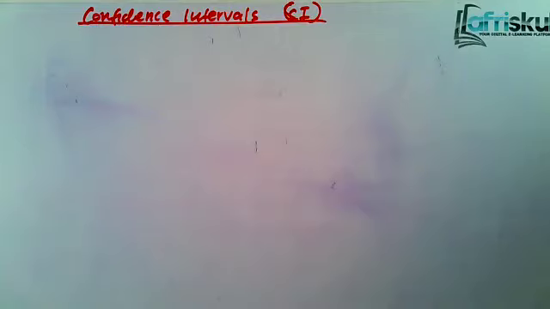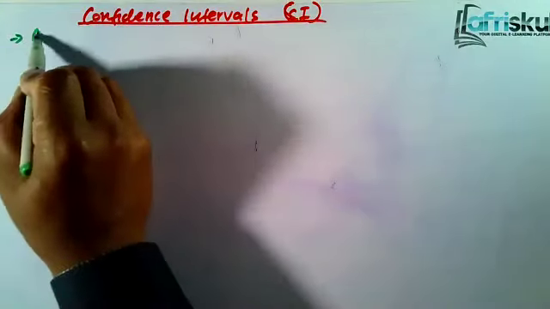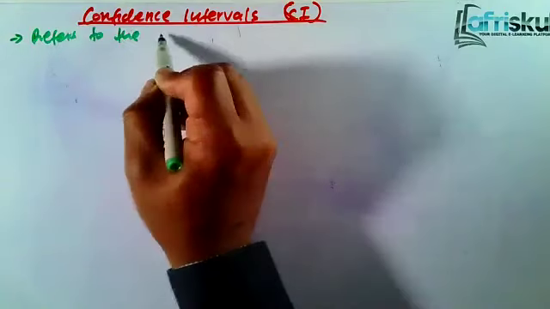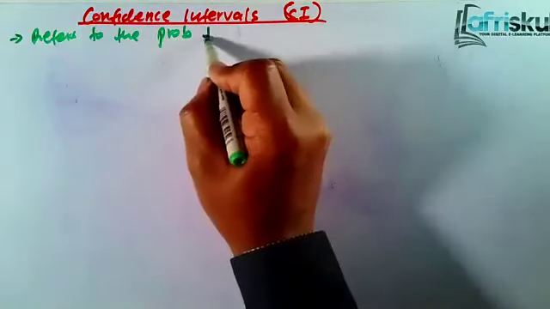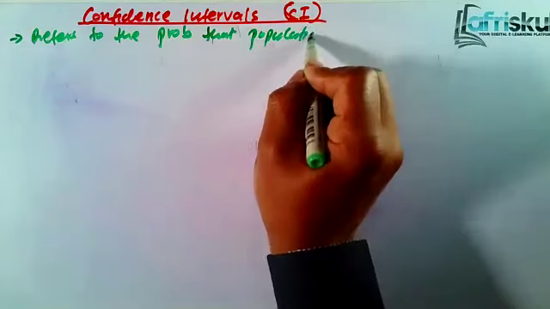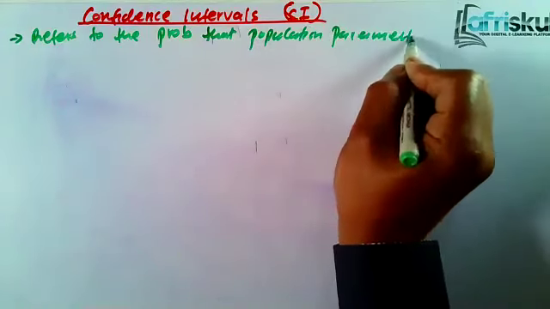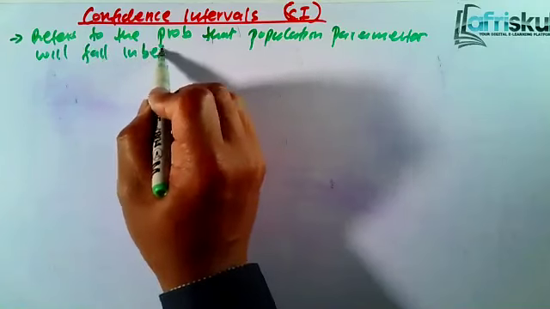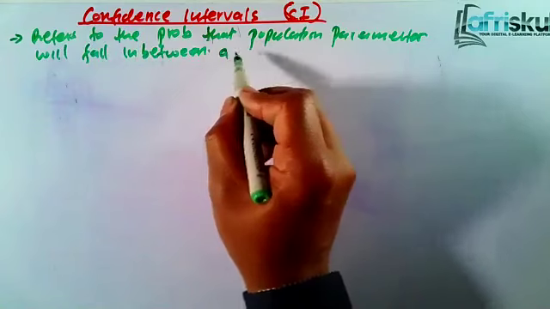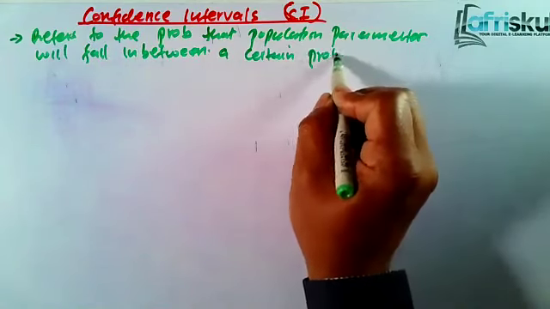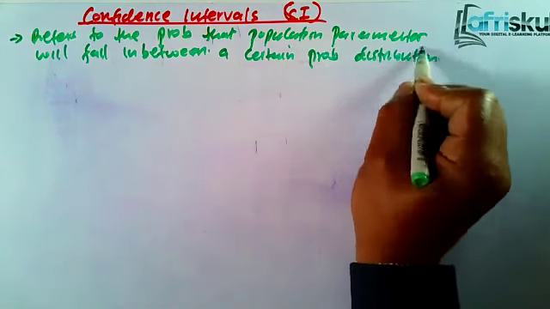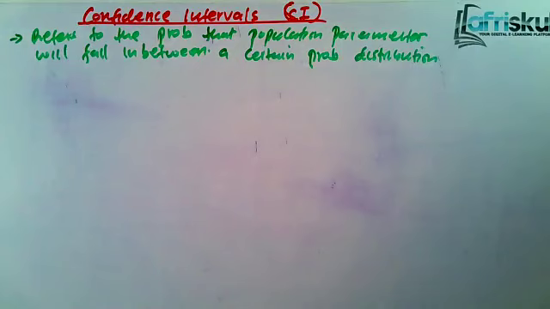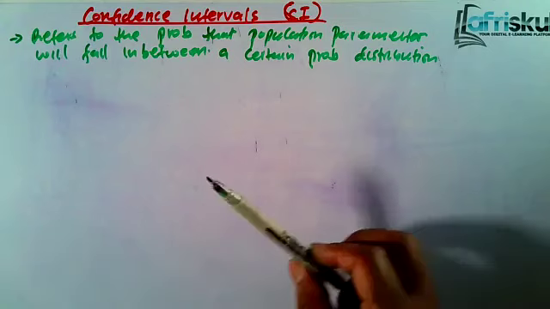Now, in layman's language, confidence interval refers to the probability that a population parameter will fall in between a certain probability distribution. That's what we call confidence interval. Therefore, the confidence interval will be used to measure the degree of uncertainty.